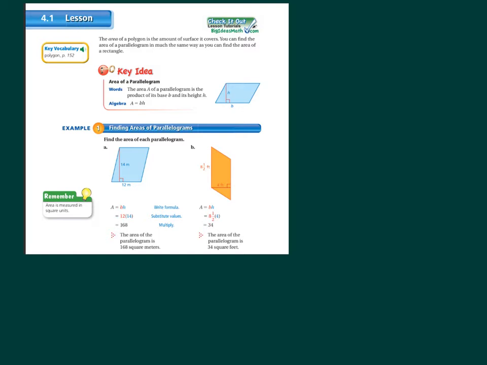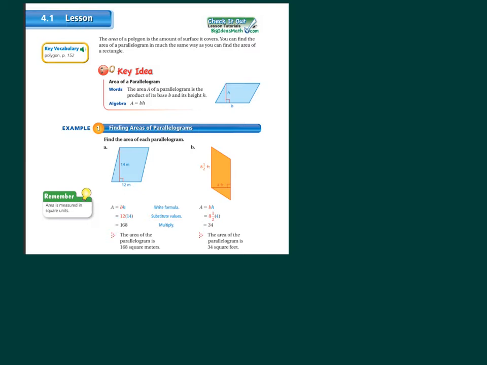The reason it's so easy and we can say the area is equal to the base times the height is that if we take this triangle that's split off this parallelogram by this red line and we transpose it over here, meaning move it over to the other side, it would just be a rectangle. So we know how to find the area of a rectangle. It's simply length times width.